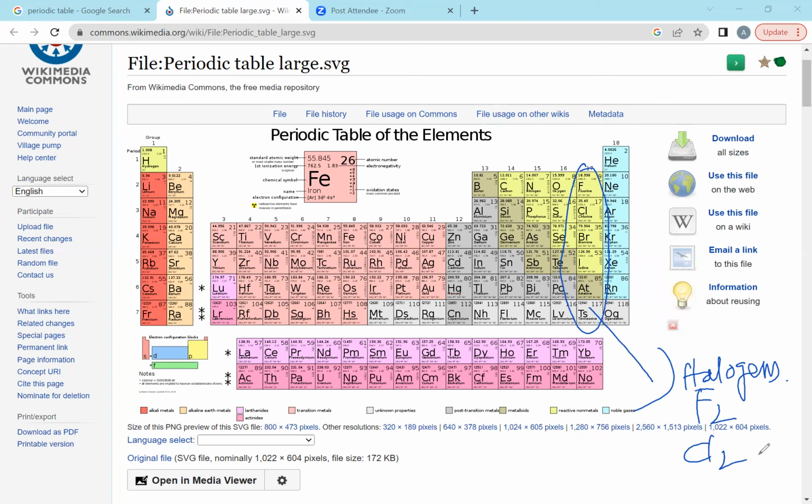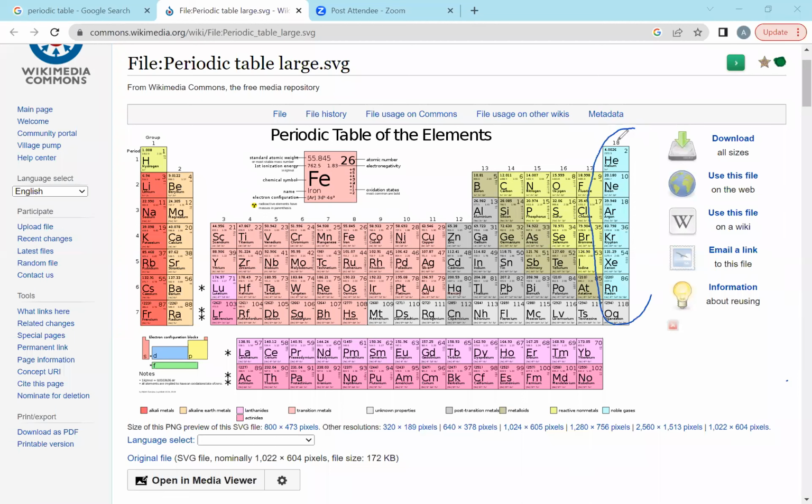And then I would just go back to this one. So these don't react because they have a zero charge, and they're called noble gases.